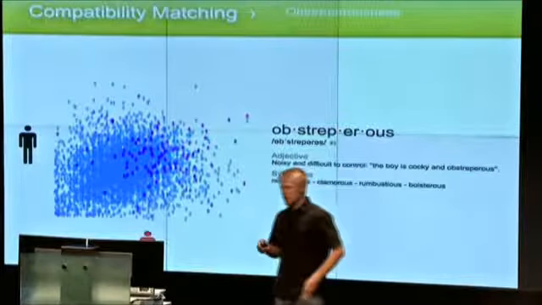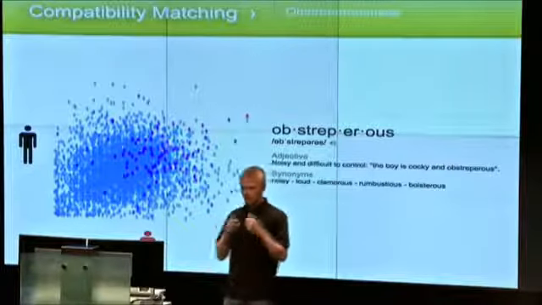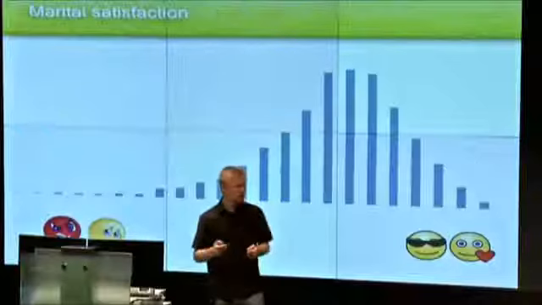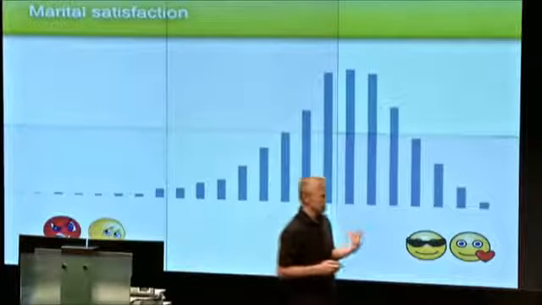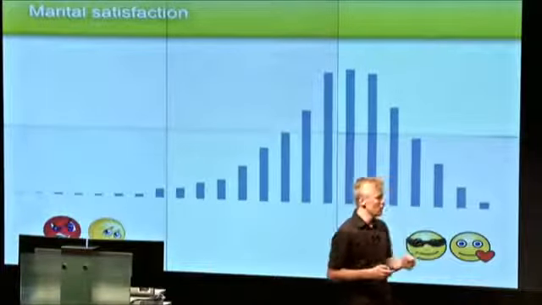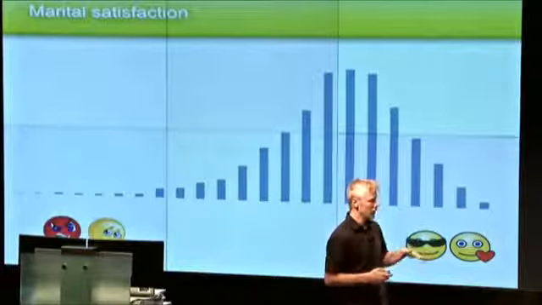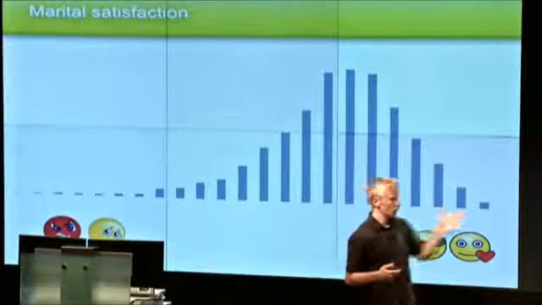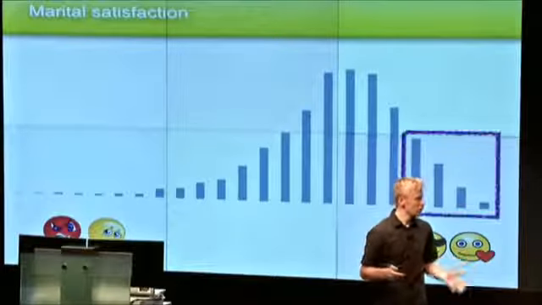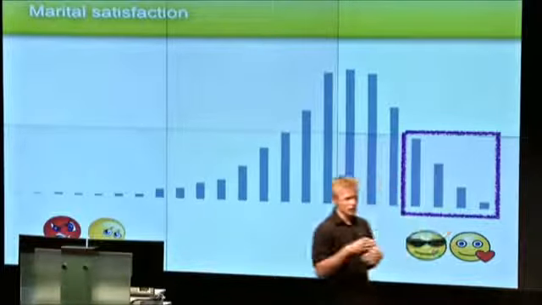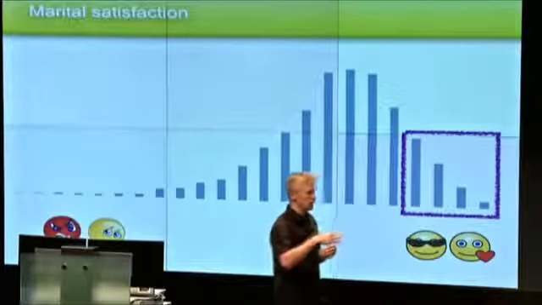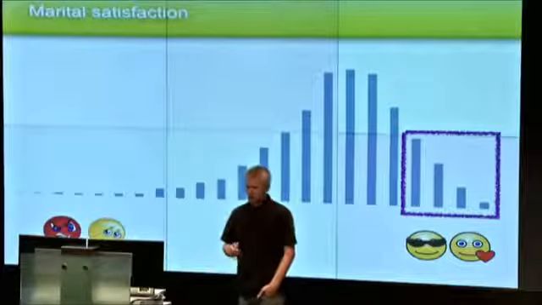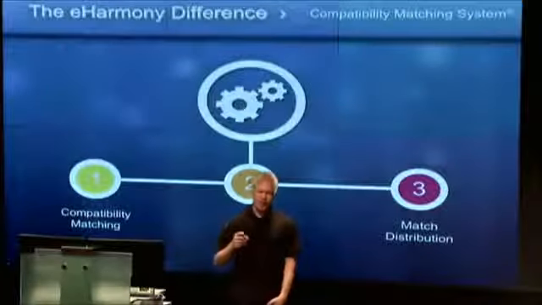We use these models to predict for two people who haven't met each other how likely they are to be happy. Here is a distribution of marital satisfaction. This is actually the distribution over existing marriages. But we use our model that has been trained on this data to predict for two people who haven't met how happy they would be. And we only introduce them if there is a very high probability that they will be in the upper quartile in terms of satisfaction. So that's the compatibility part.